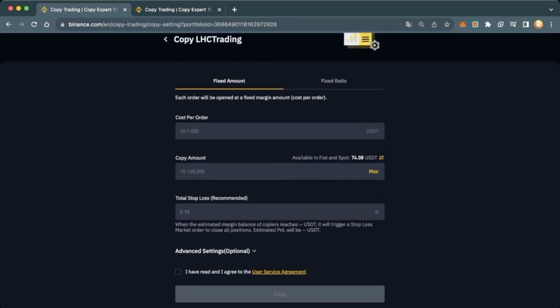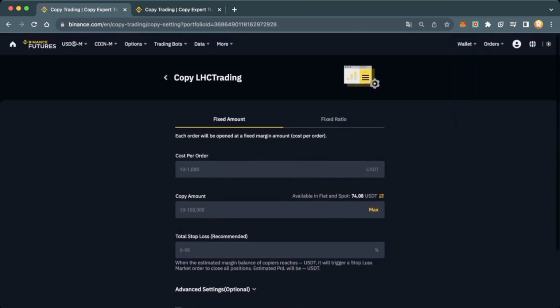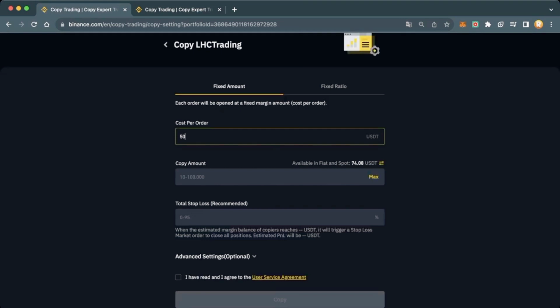We'll look at fixed amount trading first. This is when a trader opens a position, you open the position at the same time in the same direction, but you just choose a flat amount to open the trade with. So let's say cost per order would be $50. So $50 per trade, you open that.